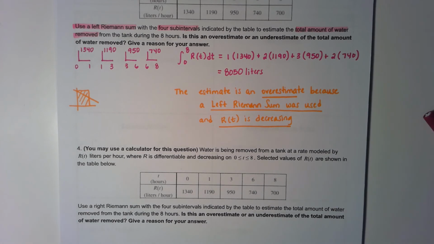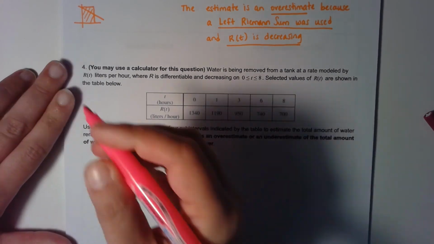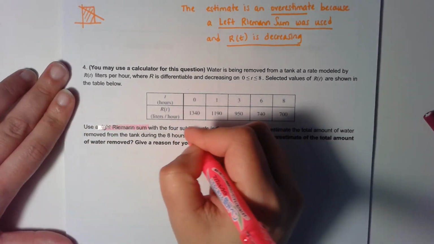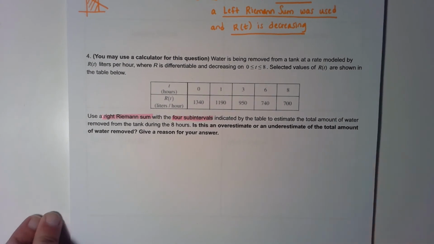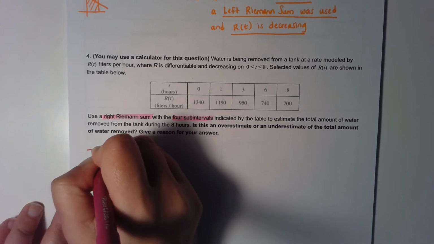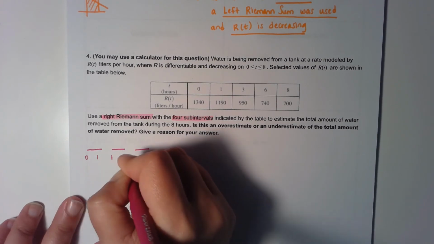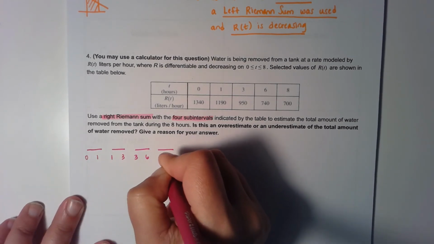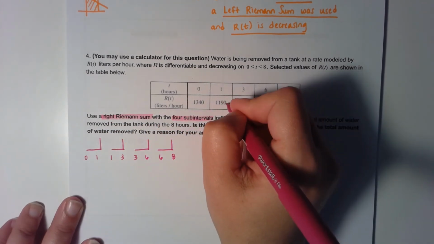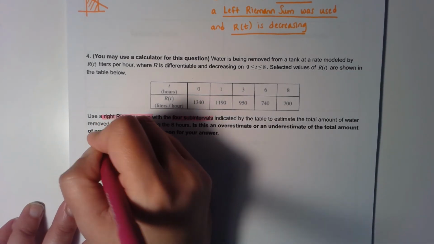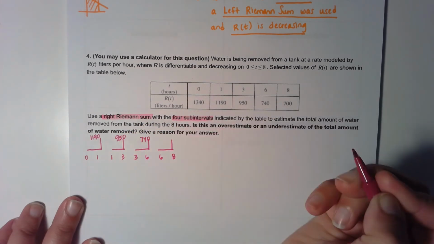For number 4, again, we're going to use a calculator. So we've got the same table, but this time we're going to use a right Riemann sum with 4 subintervals and then determine whether that is an overestimate or an underestimate. In order to organize my thinking here, this is how I visualize it. I have the intervals from 0 to 1, 1 to 3, 3 to 6, and then 6 to 8. But this time I'm going to use the right side of each interval as my height. So in this case, it would be 1190, and then 950, and then 740, and then 700.